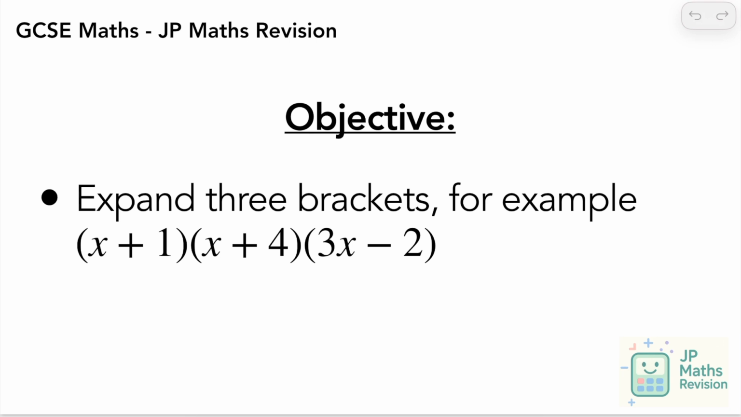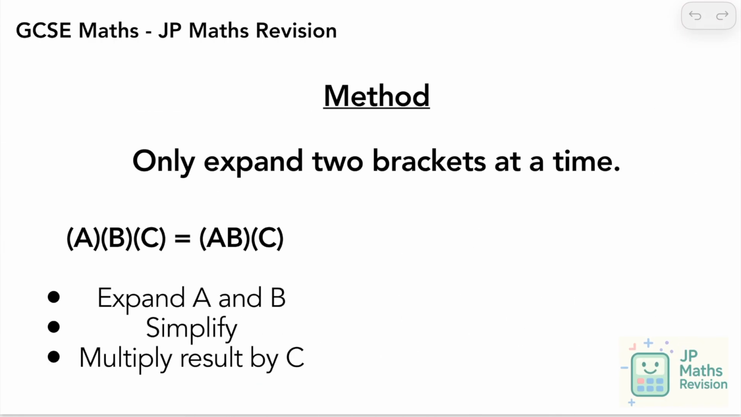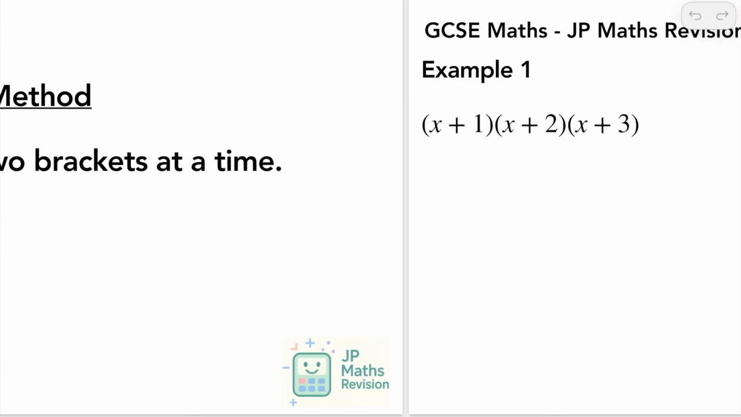So for example, if we have x plus 1 times x plus 4 times 3x minus 2. The method we're going to use to do this is to only expand two brackets at a time. So if we have a times b times c, firstly we're going to expand a with b, we're going to simplify it, and then we're going to finally multiply the result by c, simplify our answer, and then we're done.